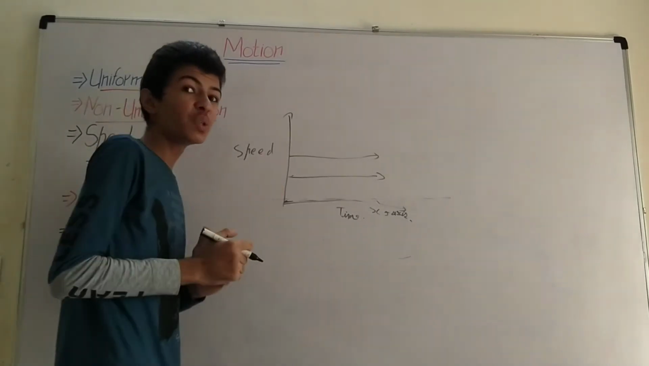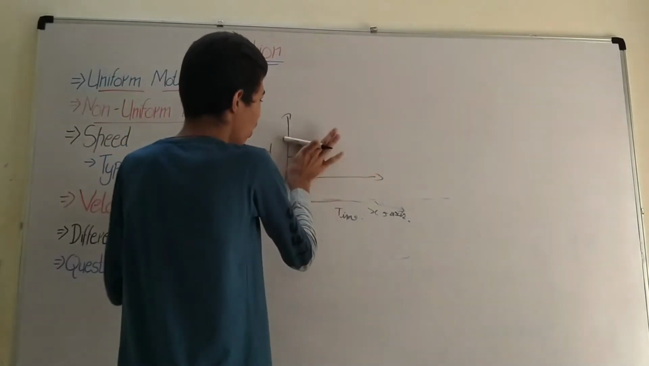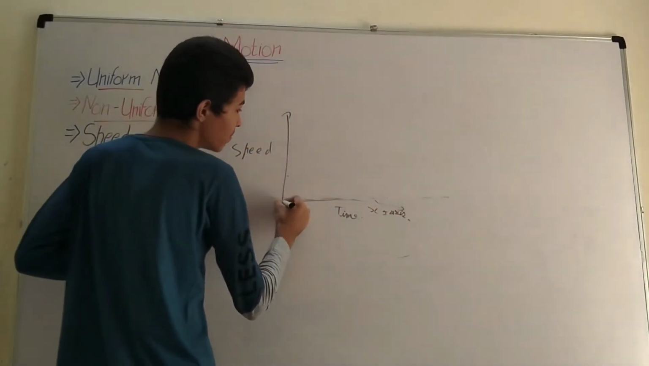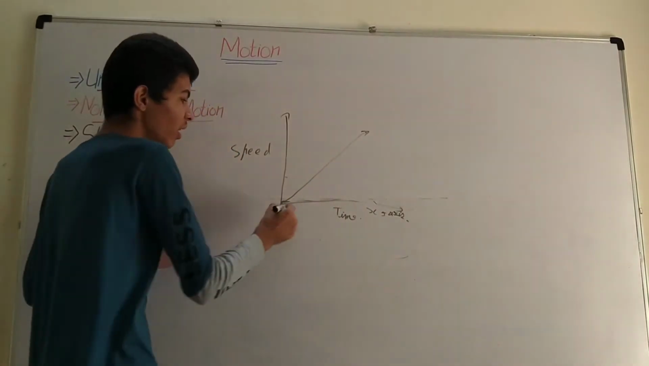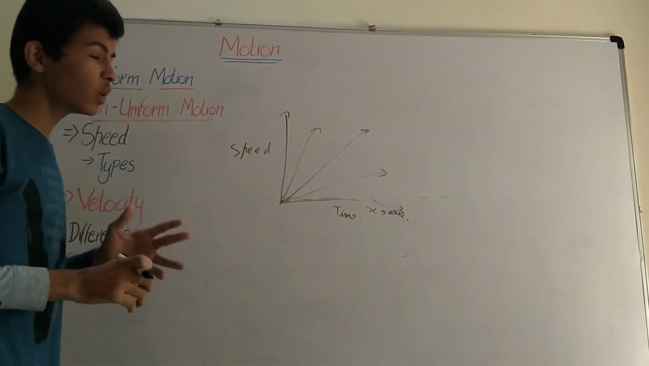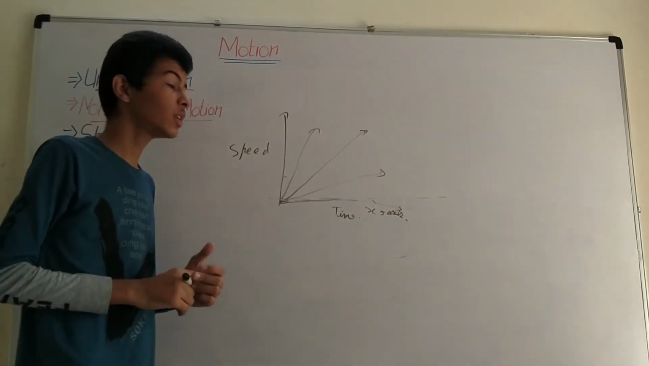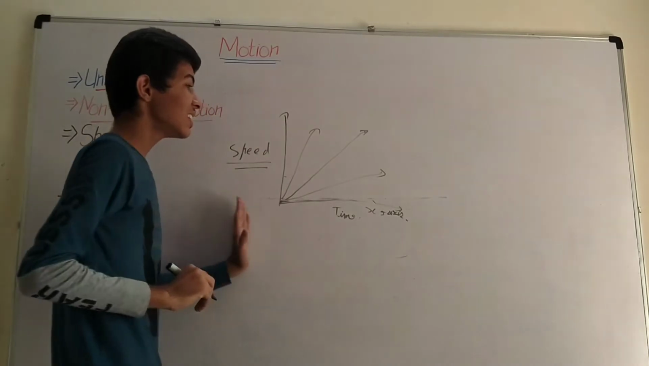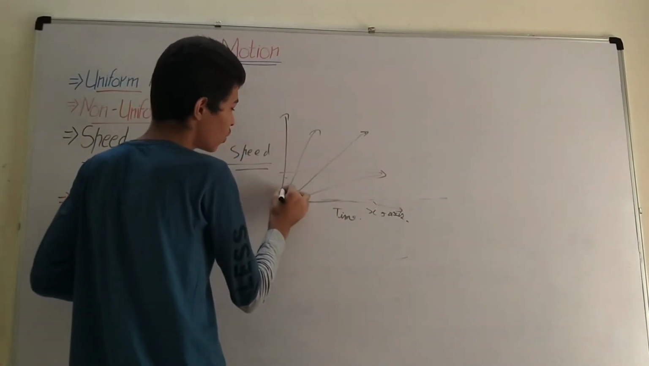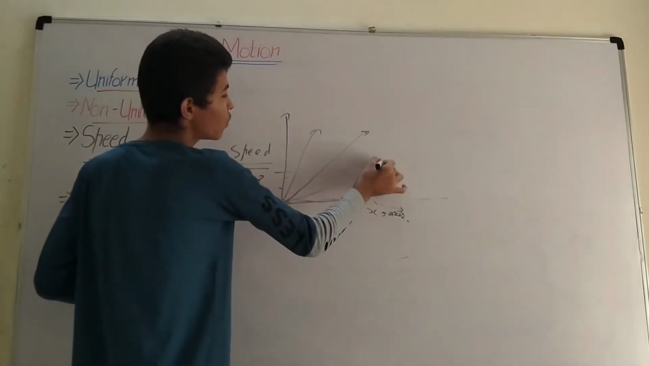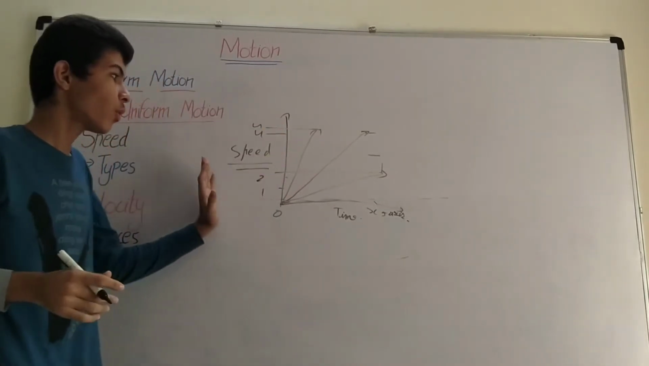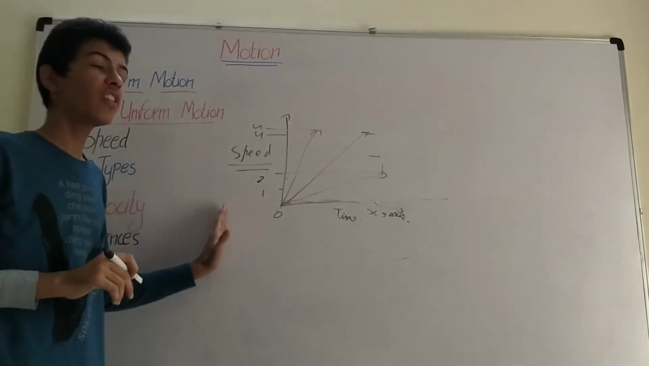But now what if the speed starts changing? Or if I take a straight line not parallel to the time axis, but make a straight line like that way, or like that way. Is it moving in a uniform motion? No. It is not moving in a uniform motion, because now there is a change in speed, because the y is changing. It has changed from 0 to 2, and then from 2 to 4. So now it is not an example of uniform motion.